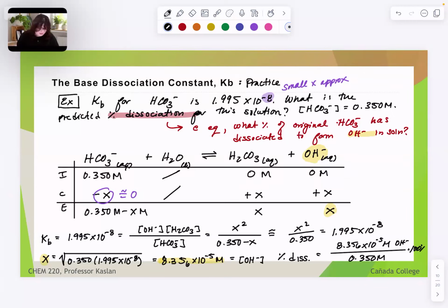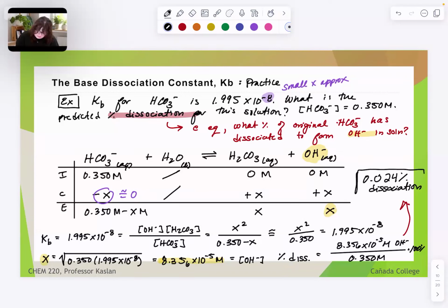This is going to be, as you can probably predict, very, very small, but let's figure out what it is. Yeah, very small percent. Check my math, but I get something like 0.024% dissociation.